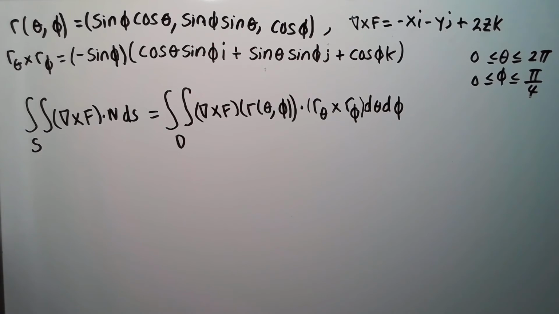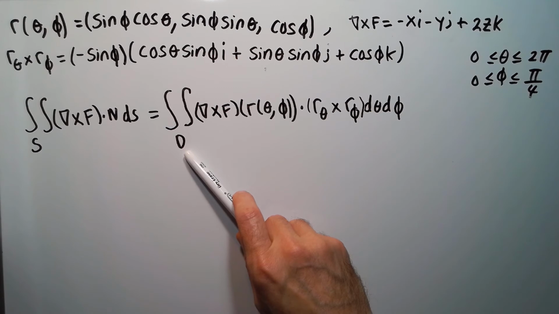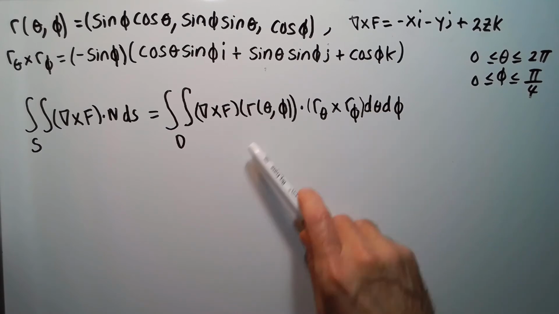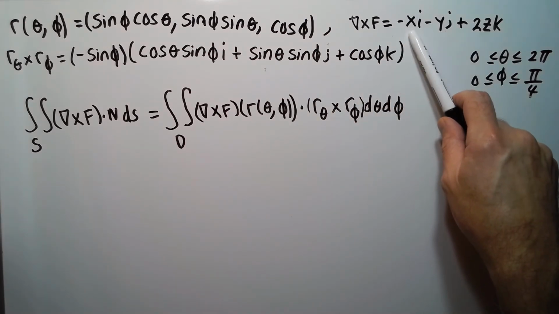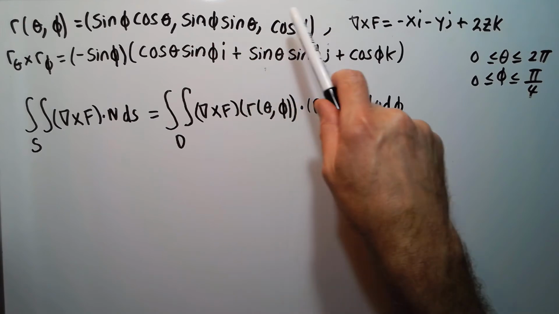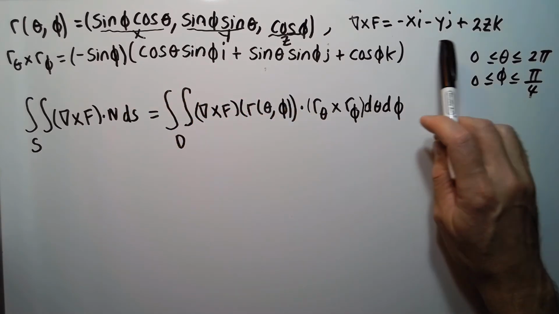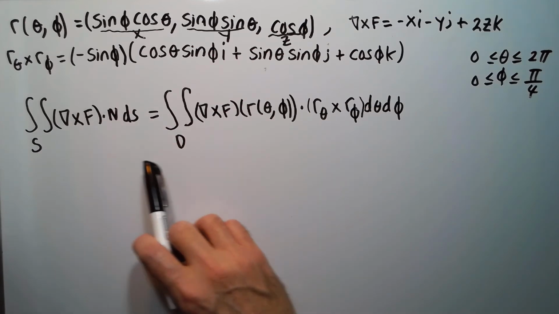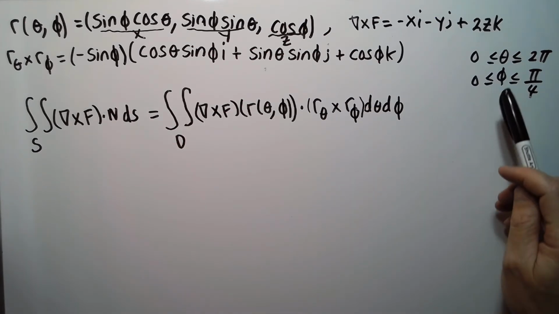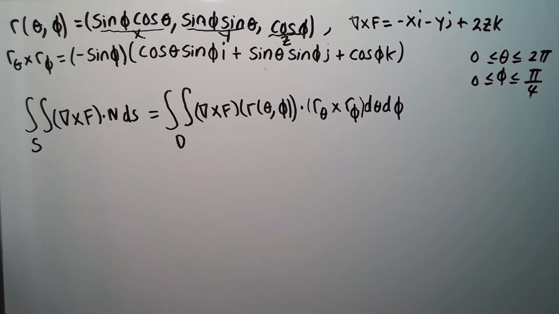Okay, so now we're ready to do the double integral. So our double integral over s will equal double integral over d of this guy here. Okay, so when I plug into the curl, my x will be this guy, my y will be this, my z will be this. So we label them here x, y, z. So I'm going to plug into this then. So let me write what you get when you start plugging into this. My d region again here is from 0 to 2 pi, 0 to pi over 4. Okay, so let's start plugging in.